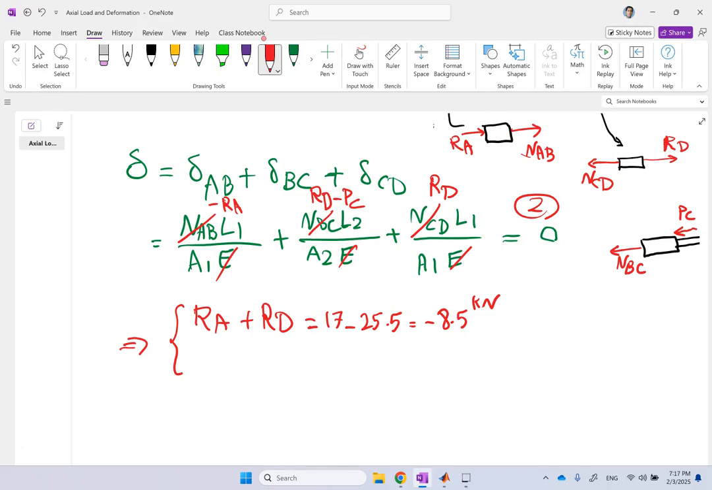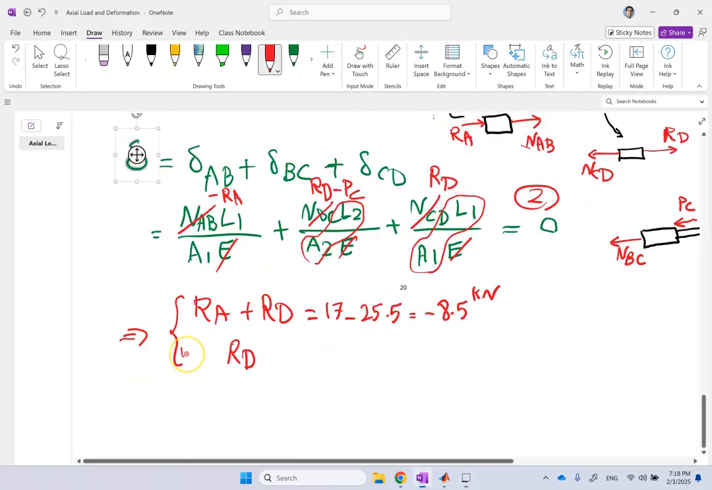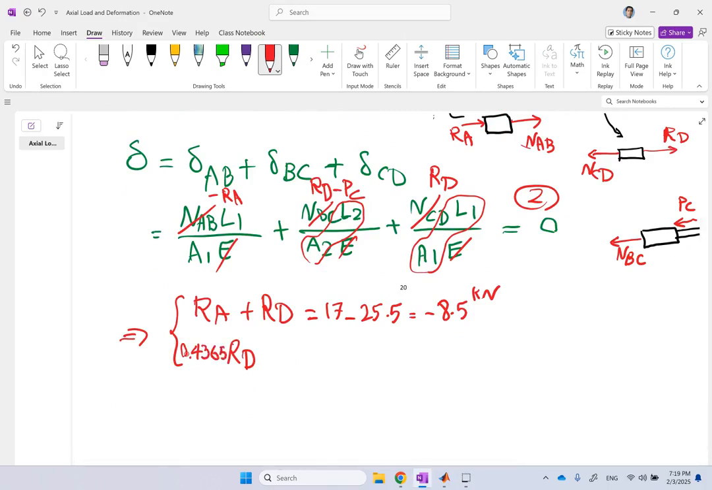And the second one here, the coefficient for RD is L2 over A2, right? So it is going to be something times RD. There is this coefficient for it, and there is also this coefficient for it. So what I need to add is L2 over A2 plus L1 over A1. So 0.4365 is the coefficient for this. And then for RA, that is the coefficient with a negative sign.